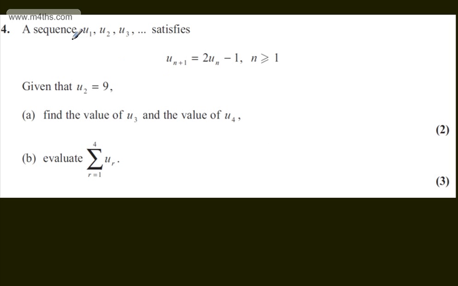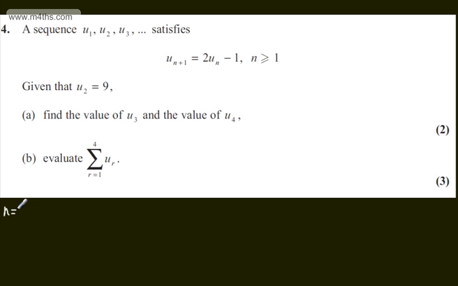This is question 4. We're told a sequence u sub 1, u sub 2, u sub 3 and so on satisfies u sub n plus 1 is equal to 2u sub n minus 1, where n is greater than or equal to 1. Given that u sub 2 is equal to 9, in part A we're asked to find the value of u sub 3 and the value of u sub 4.